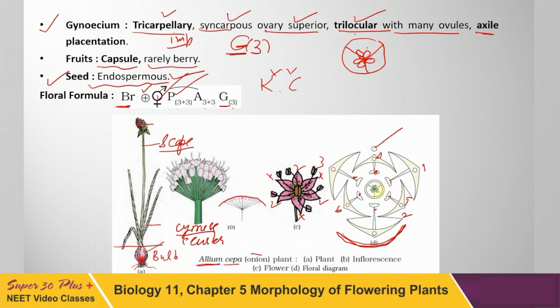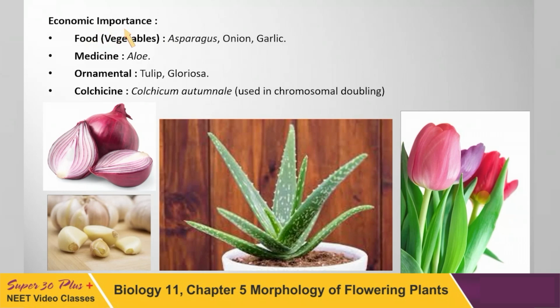That is 1, 2 and 3, these are the chambers, and axile placentation is there, where on the axis many ovules are found arranged. Is it right? Am I clear? That is family Liliaceae, and with the help of this beautiful diagram of onion, we have explained the characteristics of family Liliaceae. Come to the economic importance now.